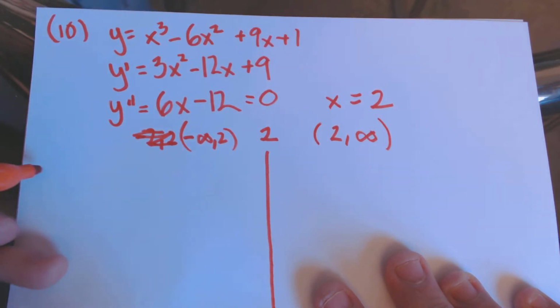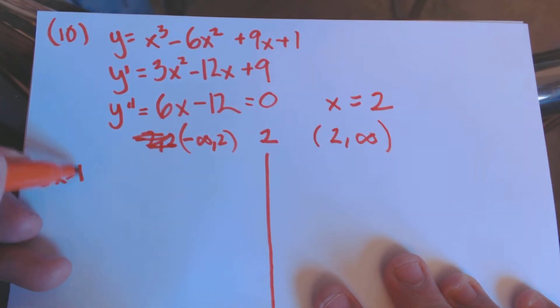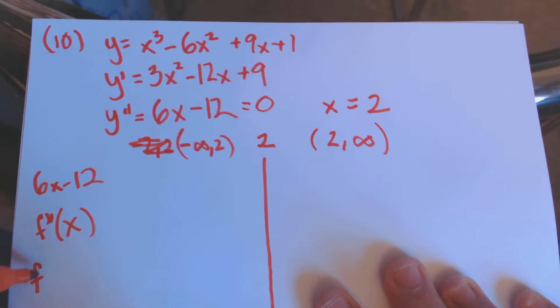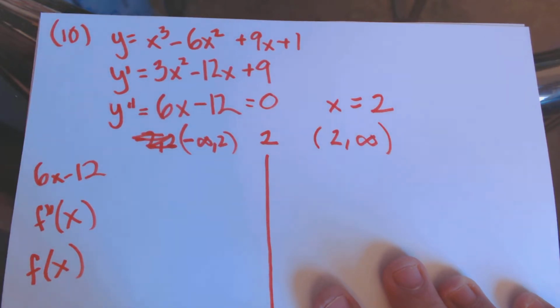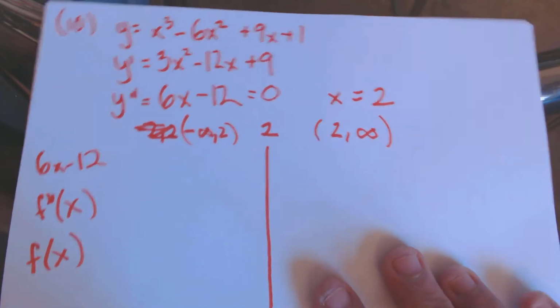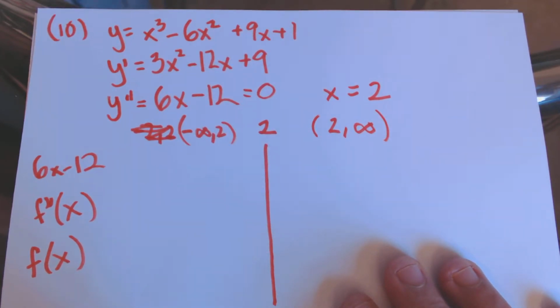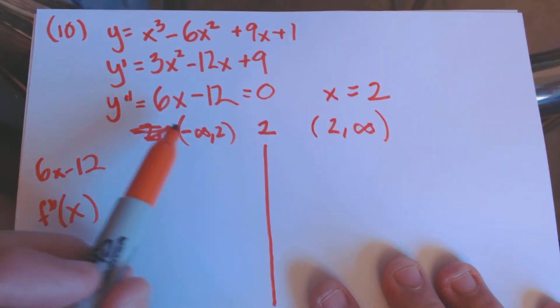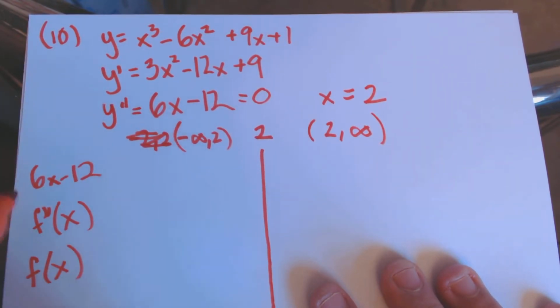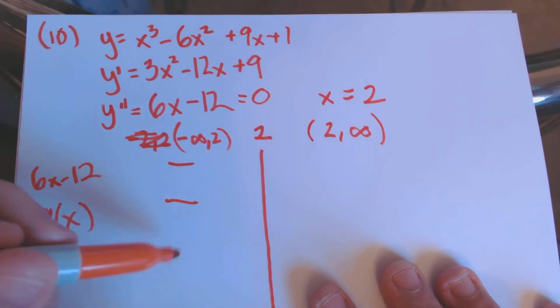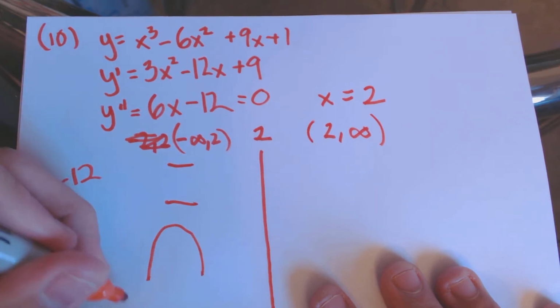We want to evaluate the second derivative, 6x minus 12, and that'll tell us the sign for the second derivative, and thus establish the nature of the function, whether concave up or concave down. So let's start with 0. 0 is between negative infinity and 2. That gives us a negative there. That means the second derivative is negative. So that means the function is concave down.